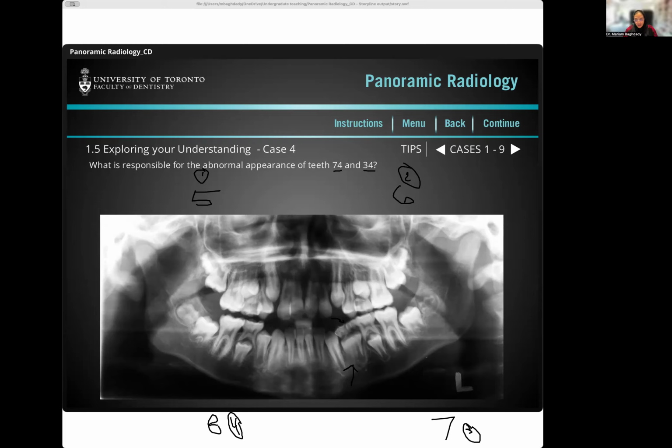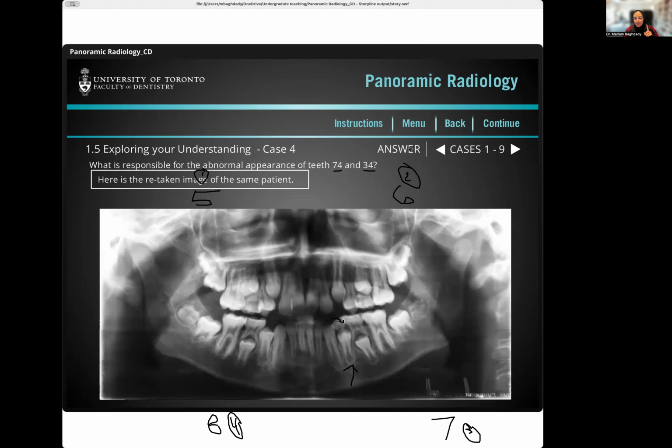Okay, all right. So you are correct, movement. Now I'm just going to put the tip here. This is the retake of the image. Look at the image after I retook it. What do you think happened? This is moments later. Now it's clear that they are two teeth. Before it was wider. Yes, it looked wider, right?